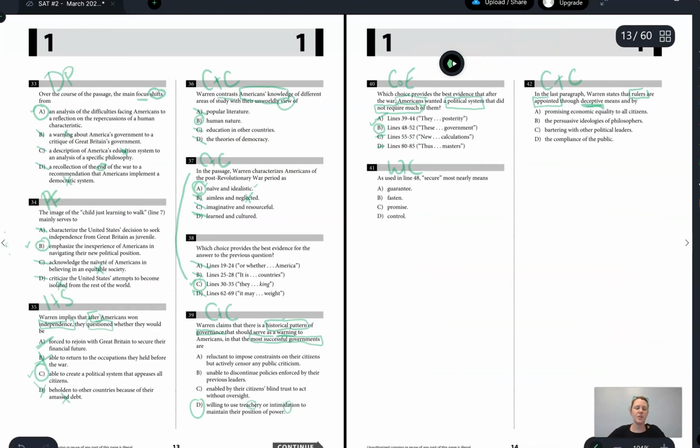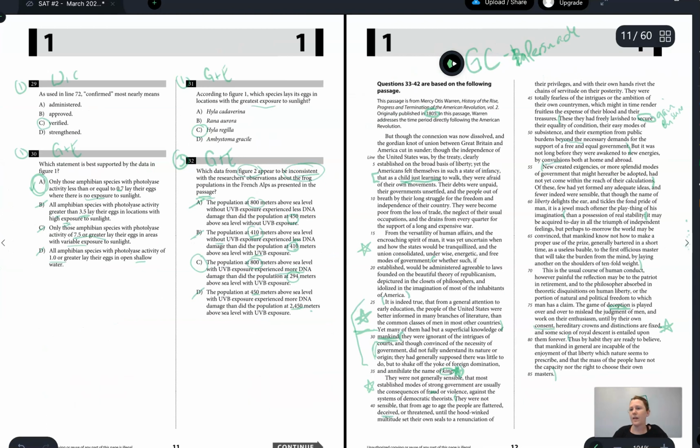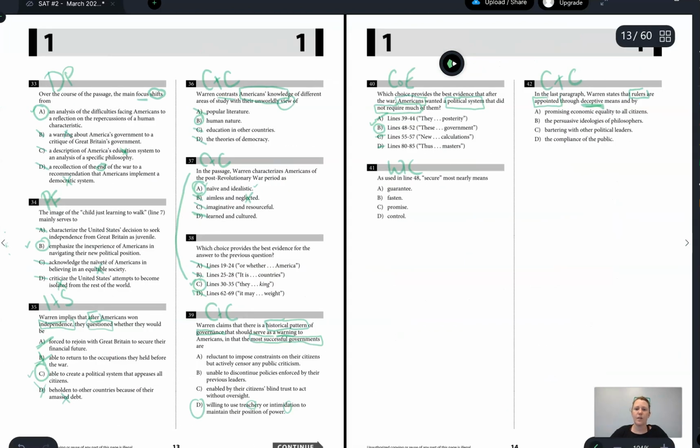Okay, just two more questions, and then we'll move on to the next passage. As used in line 48, the word secure. So we kind of talked about like gain, ensure. Okay, so I don't think it's fasten. We're not securing it down like lashings in a truck bed or anything. Definitely not control. And so if we look at guarantee versus promise, we don't want to promise our freedom. It's kind of an inversion of that relationship.